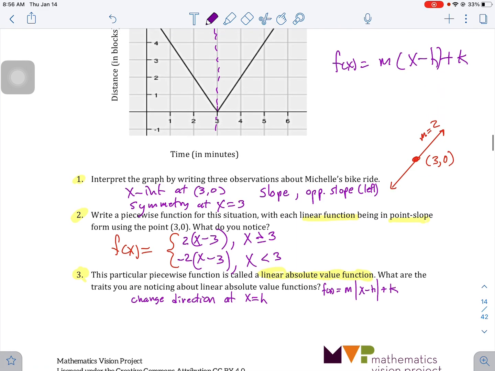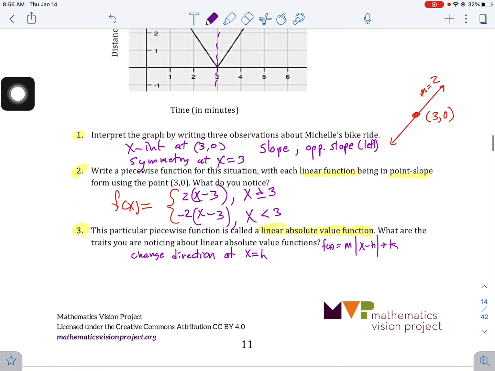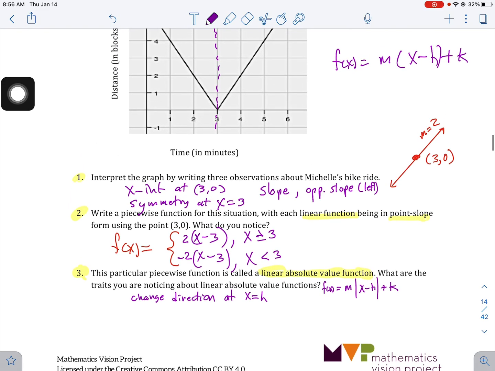Okay, so it says these are called linear absolute value functions. There are other functions, and that's because the two segments have linear equations. We notice it changes direction at x equals h, and we also notice that the piecewise has two sub-functions, and they have opposite slopes.